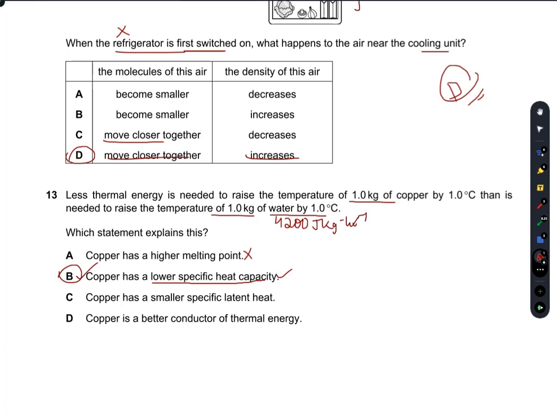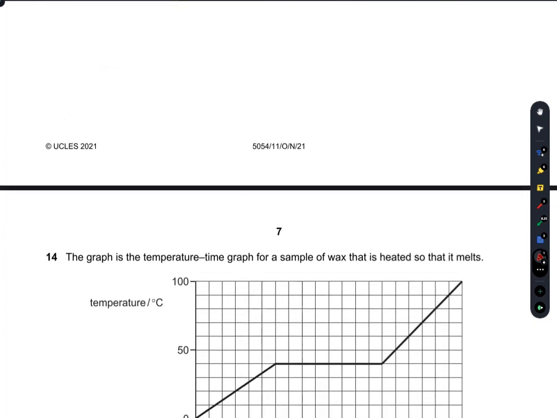Copper has a smaller specific latent heat. It is not melting, so C is incorrect. Copper is a better conductor of thermal energy, so less thermal energy is needed. No, conductance again cannot be measured from these lines. So B is true. B is the right answer.